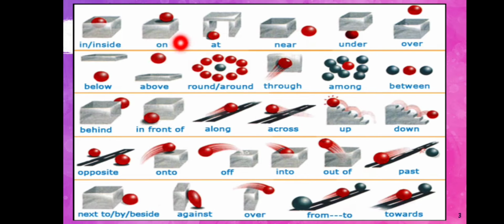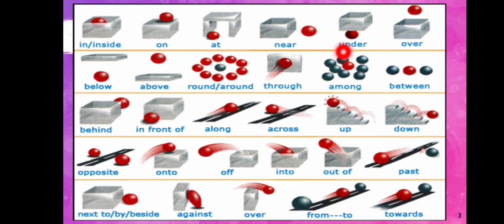Now look at the second picture. Where is the ball now? The ball is on the box. Now let us look at the third picture. Where is the ball now? The ball is at the box. The ball is there itself, at the box. Now, in the fourth picture, you can see the ball is near the box. It is near.